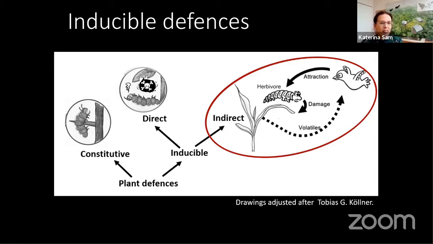The direct defenses are aimed against the insect directly, making them very sick or even dead. And the indirect defenses usually work through chemical compounds which are released to the air, which are attracting the natural enemies of the herbivores and providing thus the reward for the predators and helping the plants to flourish.